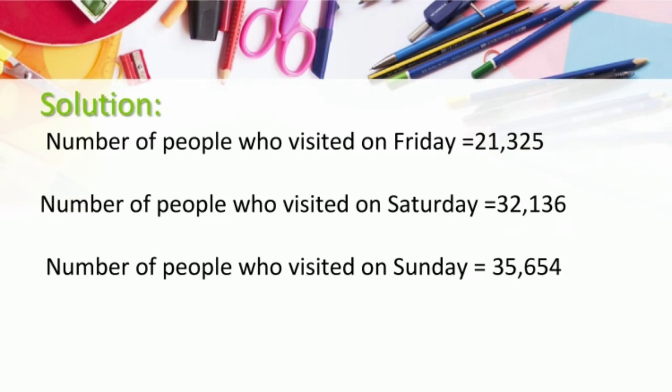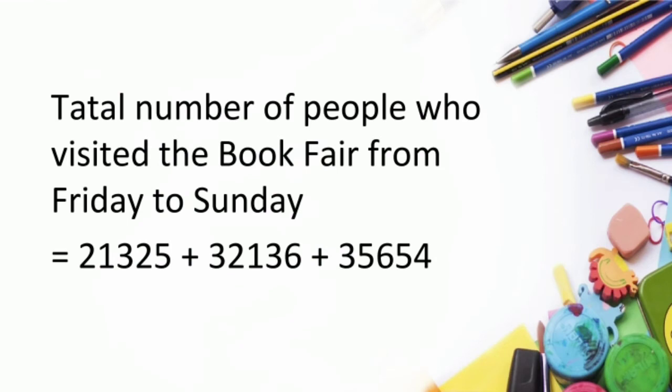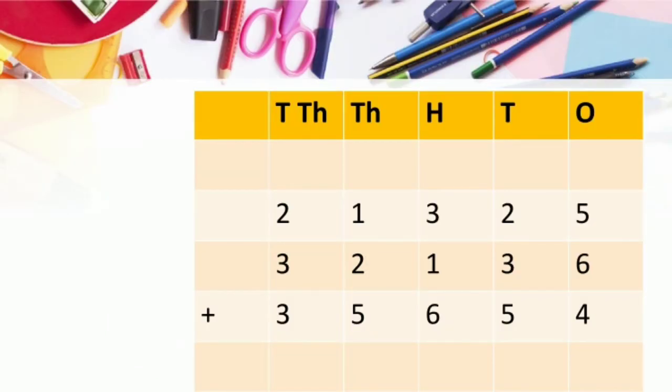Now solution. From the first 3 statements we have written the information given in this question. Now what is the question asked here? Find the total number of people who visited the book fair on these 3 days. Total means addition. This is a keyword for addition. So you have to perform addition here. Using the place value chart, now we are putting the numbers here.